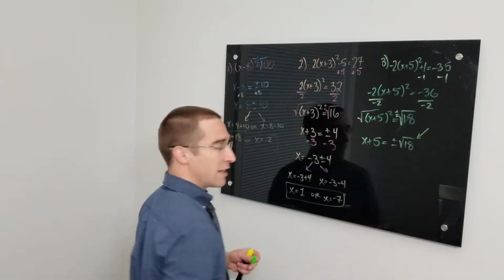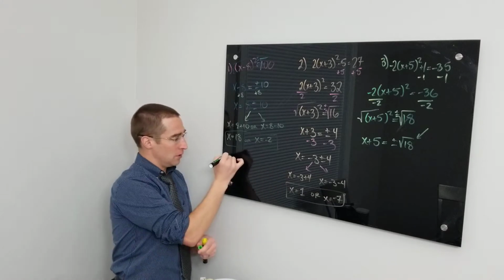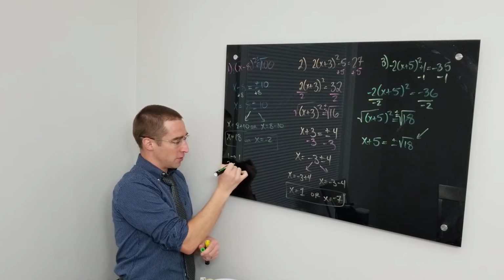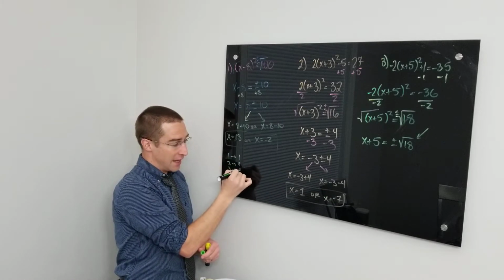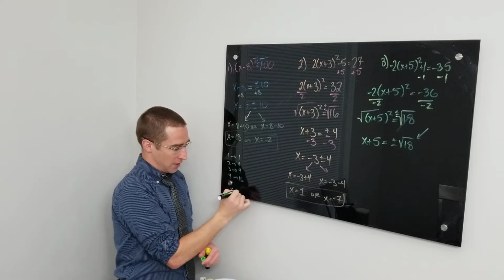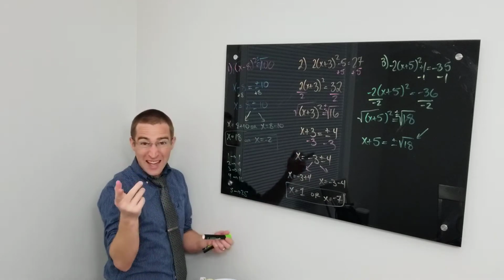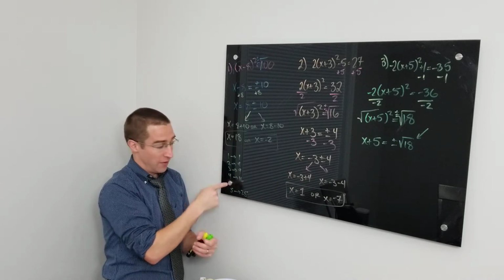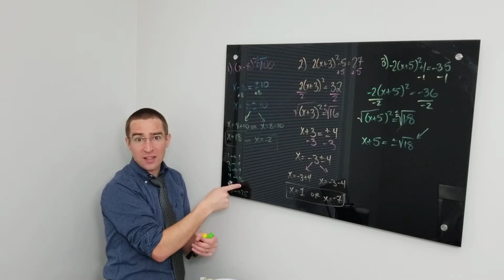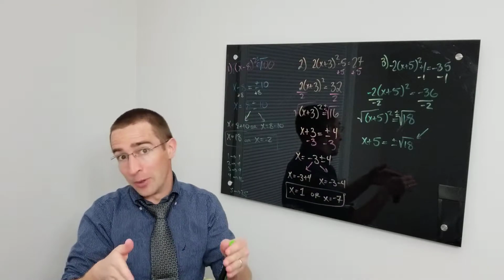And let's look at that square root of 18. Remember, 1 squared is 1, 2 squared is 4, 3 squared is 9, 4 squared is 16, 5 squared is 25. So the square root of 18 is going to be somewhere between 4 and 5, because 18 would be in between 16 and 25. So it's not a perfect whole number.